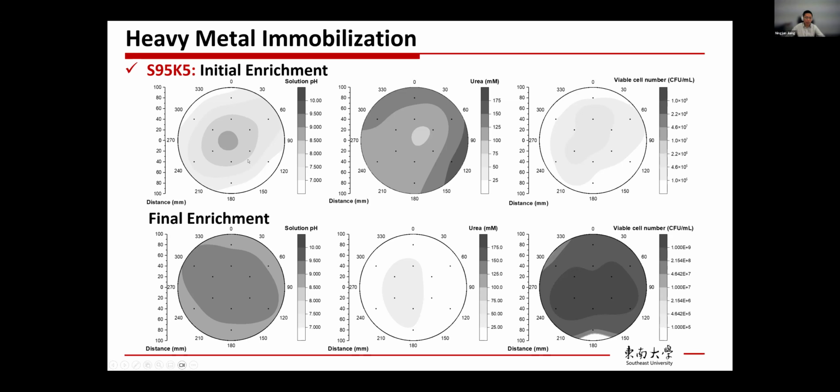As you can see, with more phases of enrichment performed, the solution pH becomes more alkaline. And for urea, initially there's still a lot remaining, but after many phases of enrichment, only a little bit left. For the viable cell number, again, initially it's only around 10^6 CFU per milliliter. Then after several rounds of enrichment treatment, for the center part, the viable cell number concentration can reach 10^9 CFU per milliliter. So this model test can clearly show that the biostimulation works in this case.